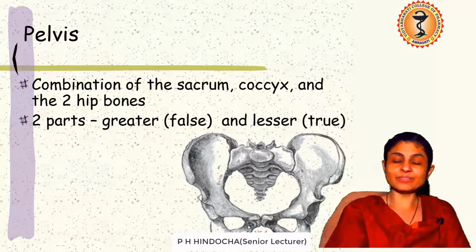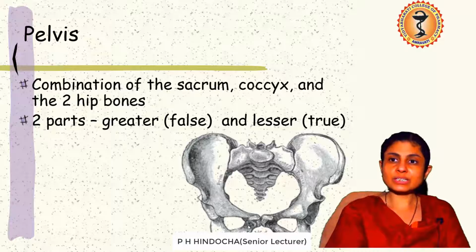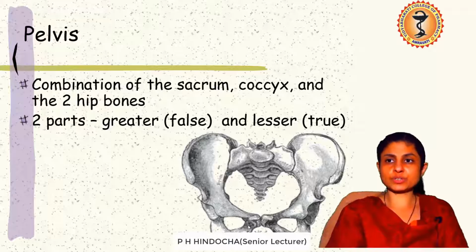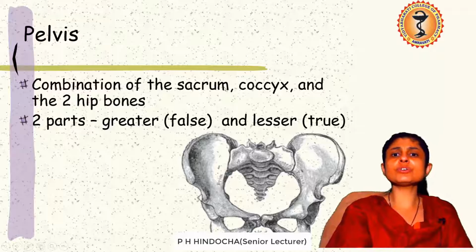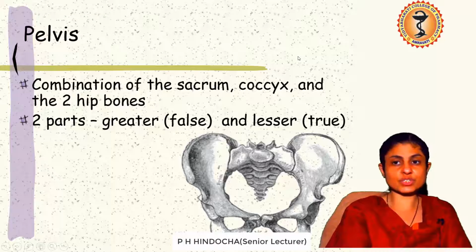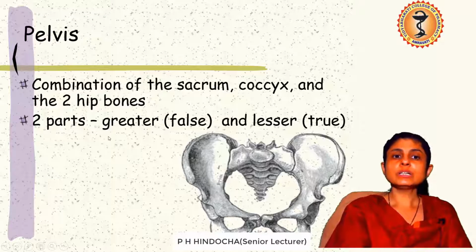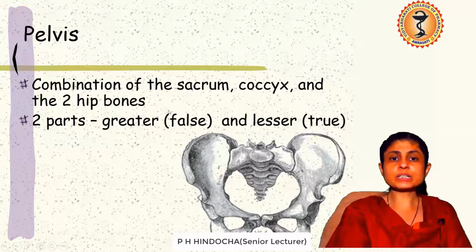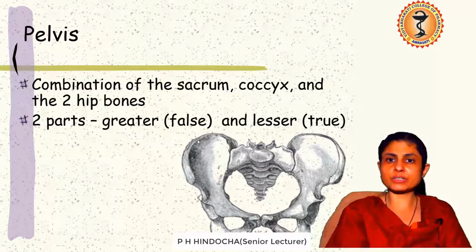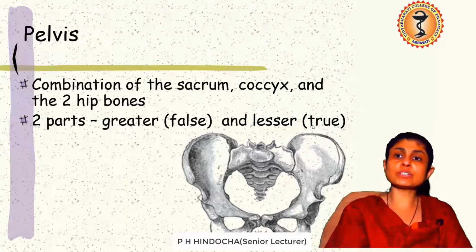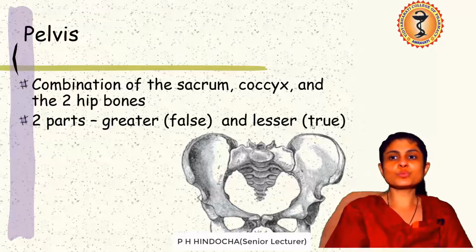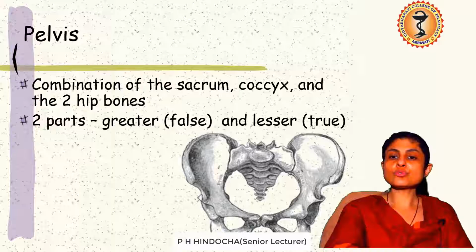Pelvis, a cavity which is created by the association between two pelvic bones, that is two hip bones. A combination of the sacrum, coccyx, which is the tailbone, and the two hip bones. It is divided into two major parts: greater pelvis or the false pelvis, which is an empty cavity present towards the upper side; lesser or true pelvis, which is again an empty cavity, but it is present towards the lower side.